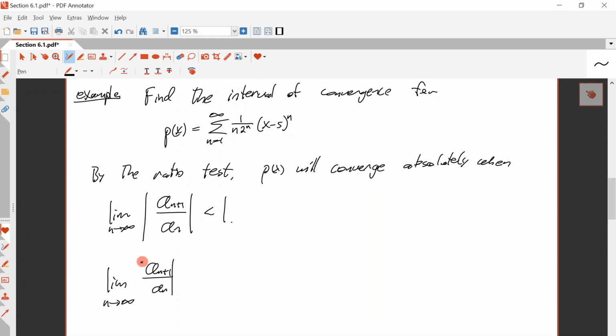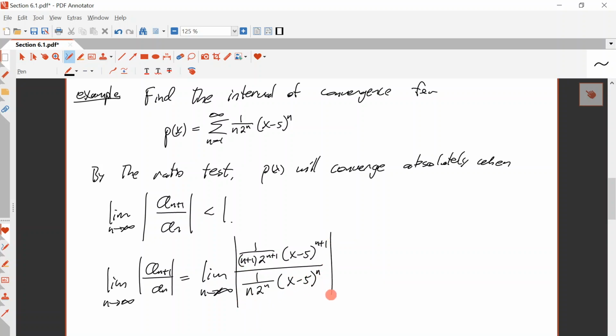Now here, be very careful with the absolute values, and I'll show you some of the things you have to watch out for. Okay, a_(n+1) is 1 over (n plus 1) 2 to the n plus 1, times (x minus 5) to the n plus 1, over 1 over n 2 to the n, times (x minus 5) to the n. Okay, all of this stuff here is positive, but the x minus 5 need not be. Because x could be less than 5, in which case x minus 5 need not be positive.